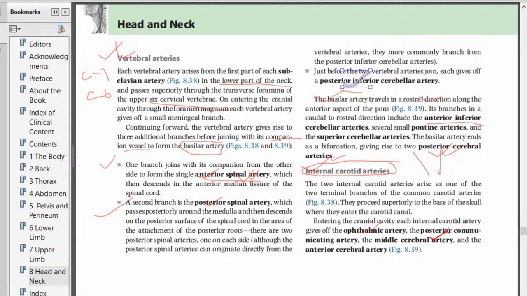Posterior communicating artery and middle cerebral artery. The posterior communicating artery is a branch of the internal carotid artery. It is not a branch of the posterior cerebral artery. The posterior cerebral artery is actually given by the basilar artery. The posterior communicating artery, middle cerebral artery, and ophthalmic artery are given by the internal carotid artery.